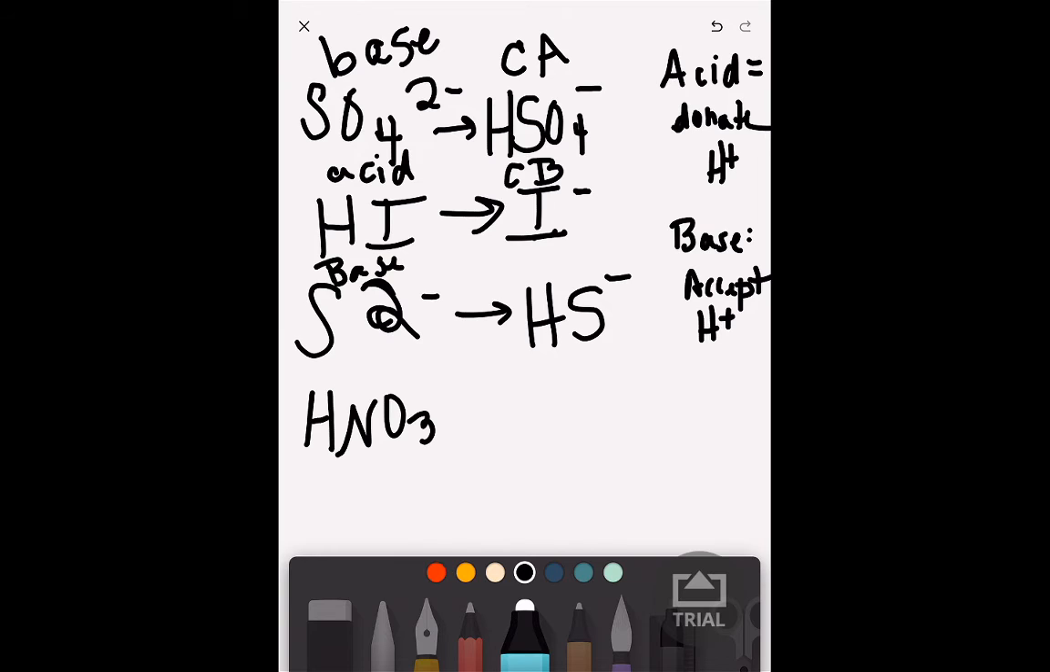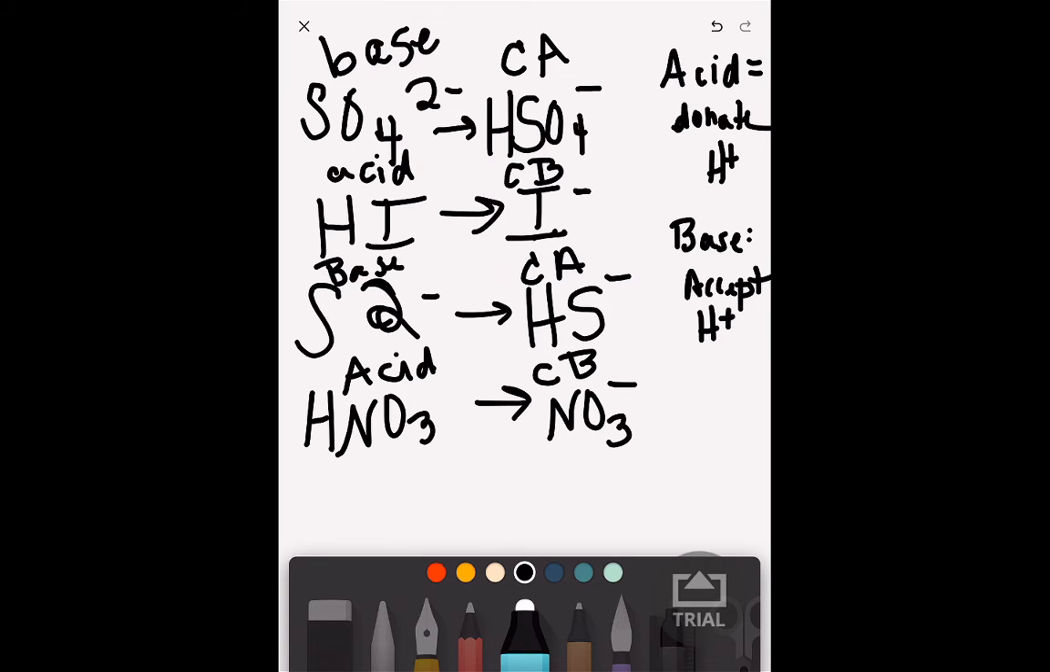The last one here has a hydrogen ion to donate, so I know that it's probably going to be an acid because it can donate that hydrogen ion. When it donates, that hydrogen ion is gone, and what's left is more negative because it got rid of a positive. So this would be the conjugate base. And this one is the conjugate acid. If this is the base, when it accepts a hydrogen ion, it becomes a conjugate acid. This is an acid. When it donates a hydrogen ion, it becomes a conjugate base.